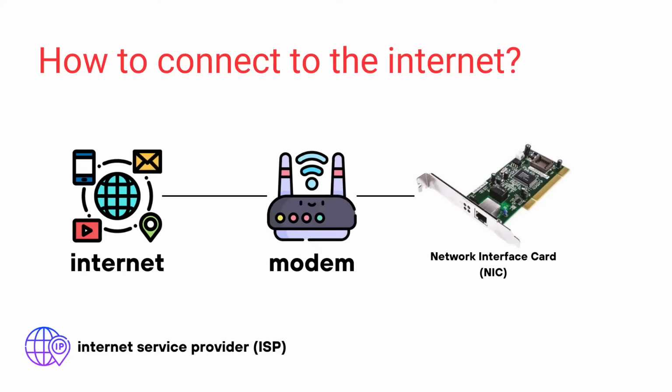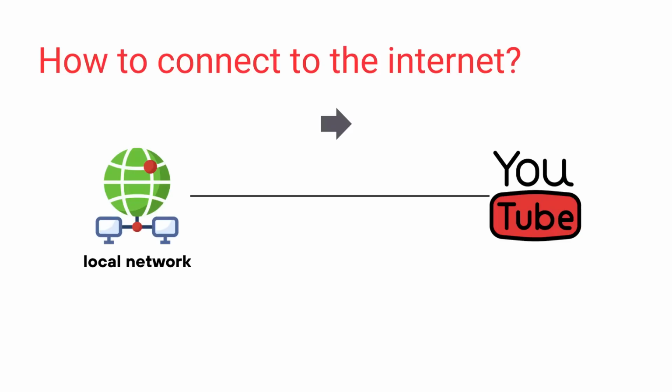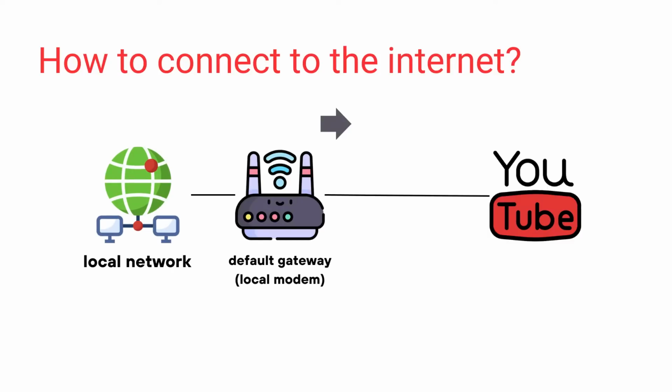So how is it that we can communicate with a computer that is thousands of kilometers away? All devices on the local network can easily communicate with each other. For example, you want to connect to YouTube.com, not the local network. But you are not on the same local network as the YouTube.com server. Then you need to exit through the door of your local network. This door is the default gateway address on your modem.